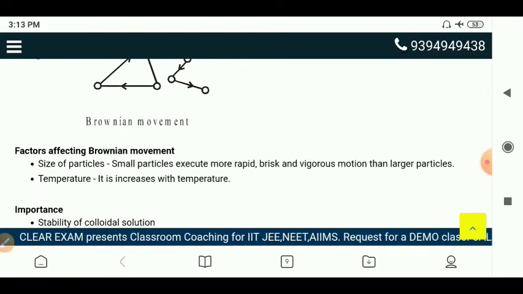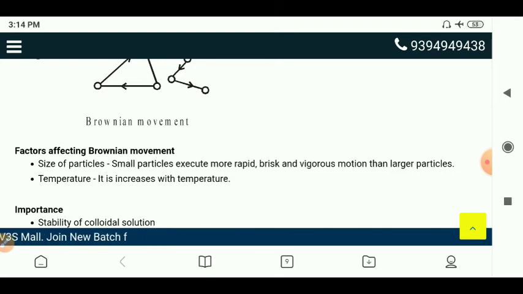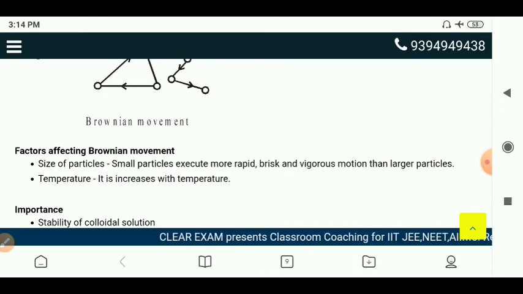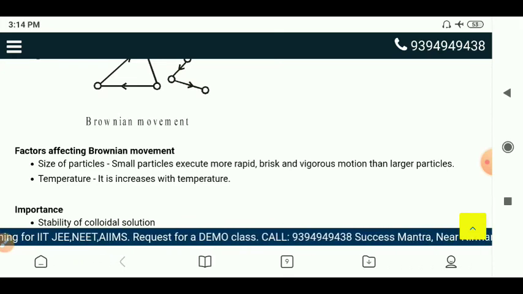So what are the factors affecting the Brownian movement? First one, size of the particle. The small particles execute more rapid and vigorous motion than the larger particles. ஸோ என்ன சொல்றாங்கன்னா, small particles எல்லாமே ரொம்ப வேகமா diffuse ஆகும், ரொம்ப vigorous motion, motions ரொம்ப வேகமாக இருக்கும் then that of larger molecule. Next, temperature. The temperature will be increased, the motion also increases. So there are two factors, one is the size, next is the temperature. Size is inversely proportional to the Brownian movement. The temperature is directly proportional to the Brownian movement.